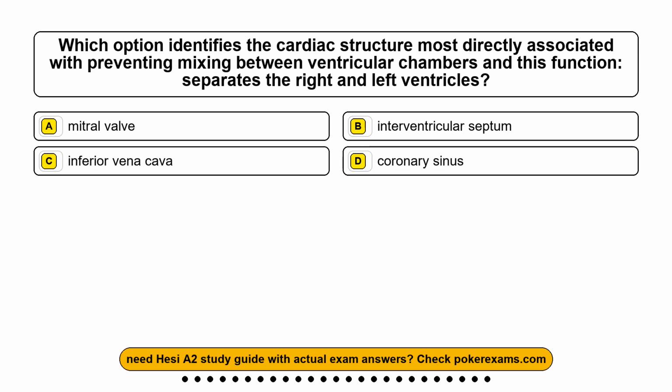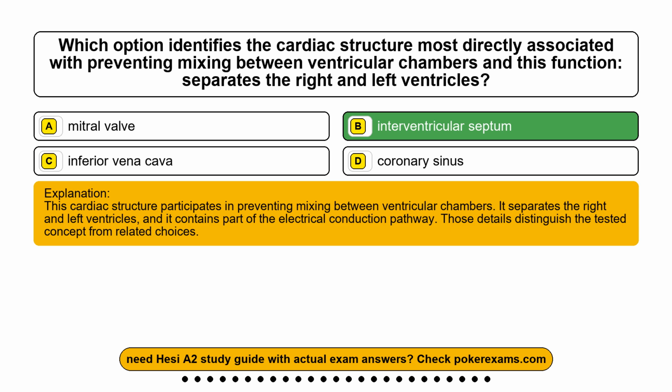Question 14. Which option identifies the cardiac structure most directly associated with preventing mixing between ventricular chambers in this function, separates the right and left ventricles? Option A, mitral valve. Option B, interventricular septum. Option C, inferior vena cava. Option D, coronary sinus. The correct answer is option B, interventricular septum.